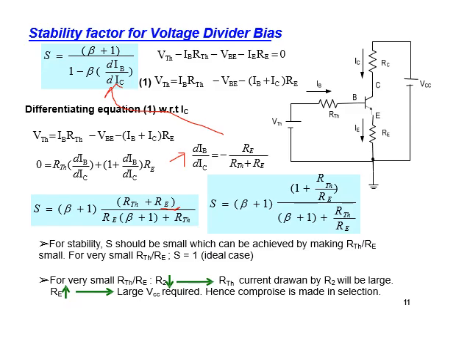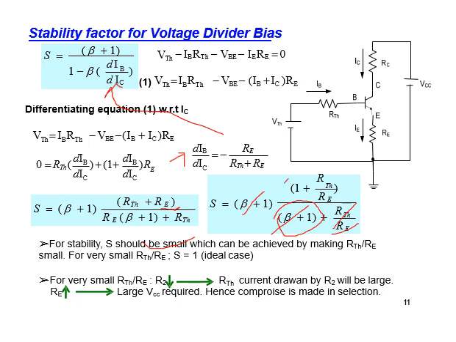Now for stability, the value of S must be as small as possible. So for this purpose, this RTH upon RE is made as small as possible. For this purpose, the value of this RTH is reduced by reducing the value of either R1 or R2. So if we make this RTH upon RE very small, then this RTH upon RE can be neglected with respect to this beta plus 1, and finally this beta plus 1 gets cancelled out with this beta plus 1.